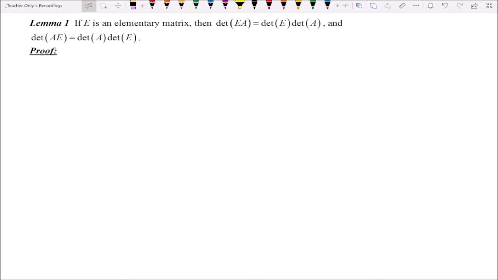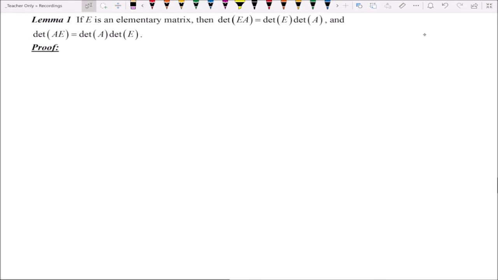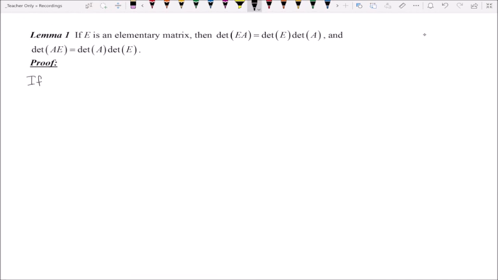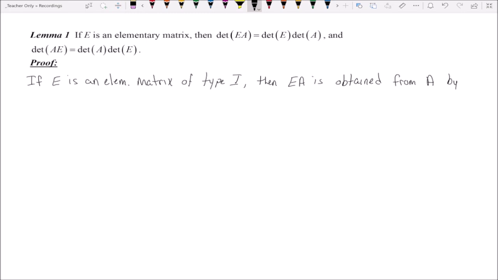Now remember, we have three types of elementary matrices. We have to look at each one. First, if E is an elementary matrix of type 1, then EA is obtained from A by interchanging two rows of A. So this means that the determinant of EA is equal to negative determinant of A.